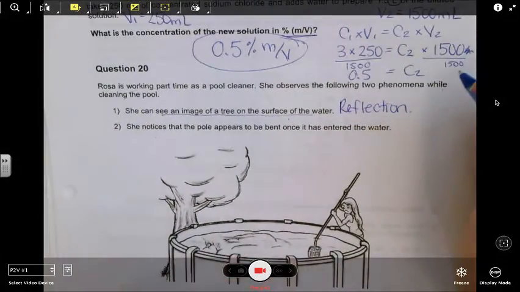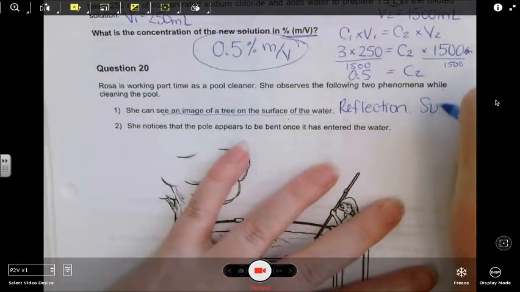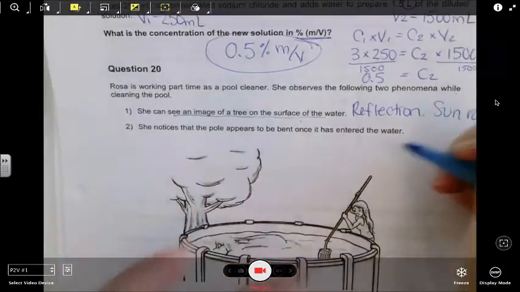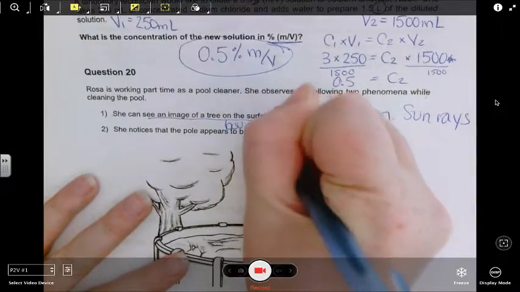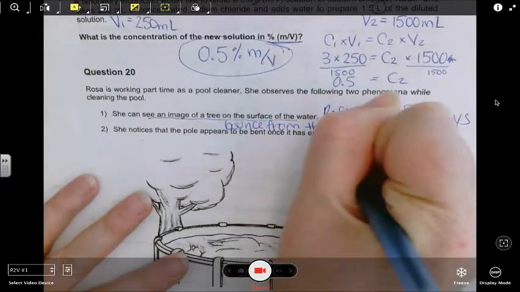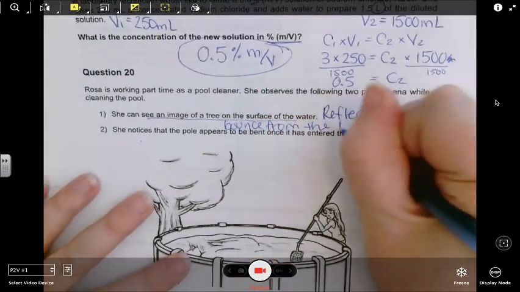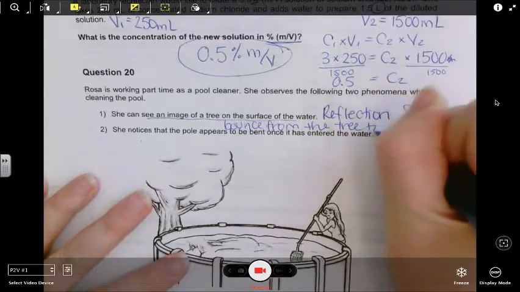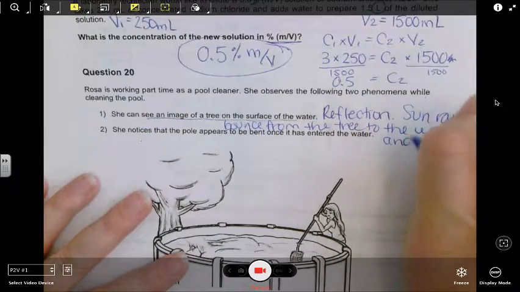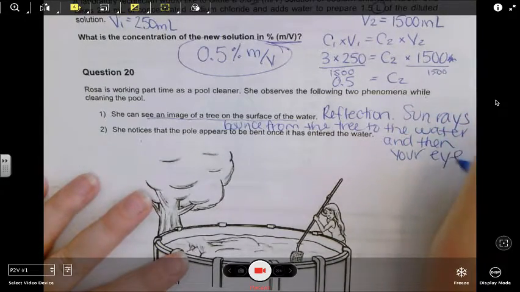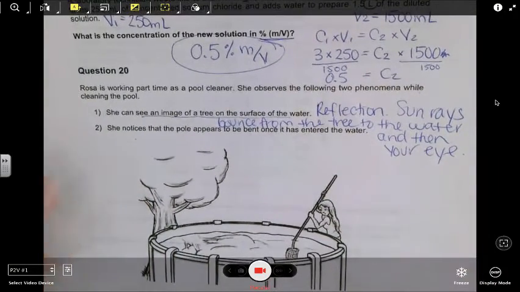So I would just write the sun rays bounce from the tree to the water and then your eye. Okay, something about how the light rays are bouncing off the water, anything like that would be clear enough for you to be able to answer this.